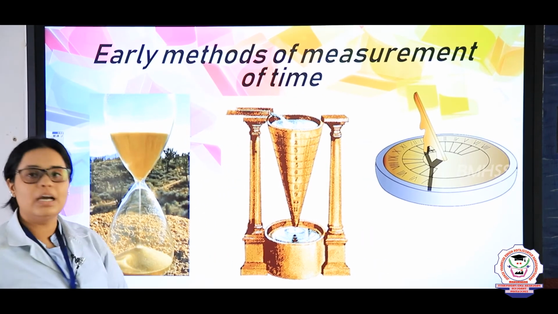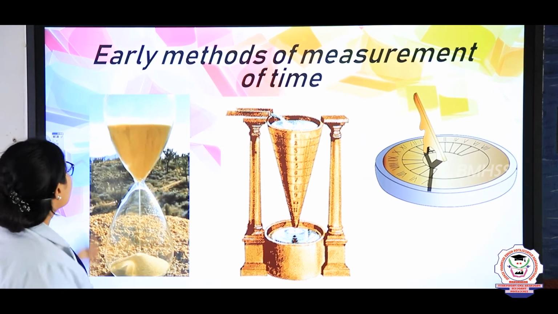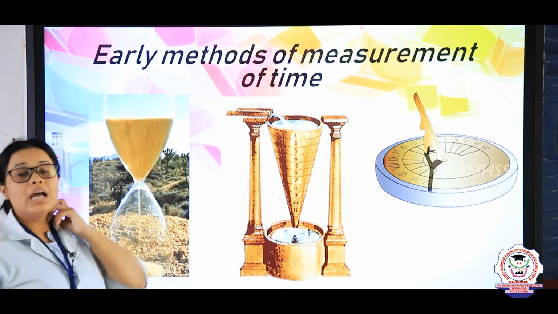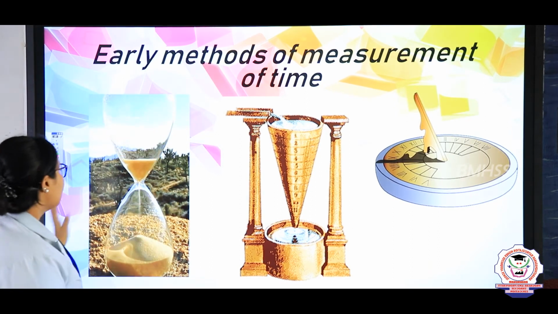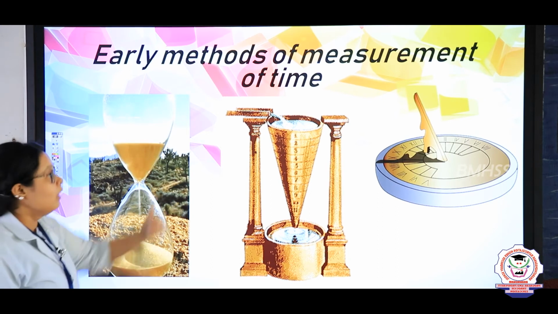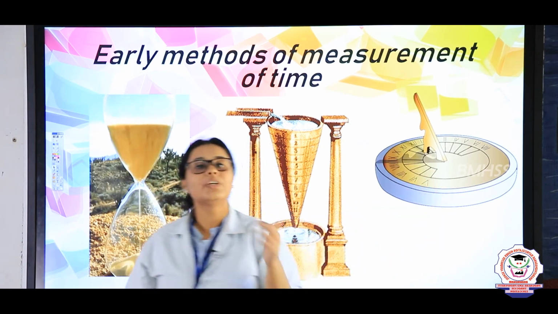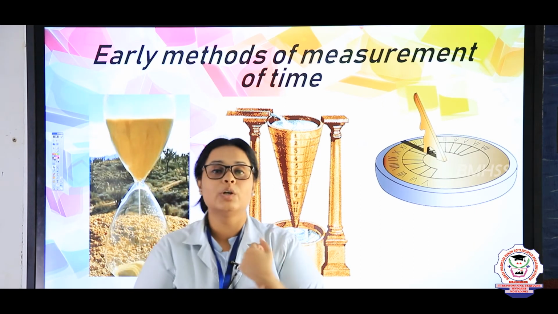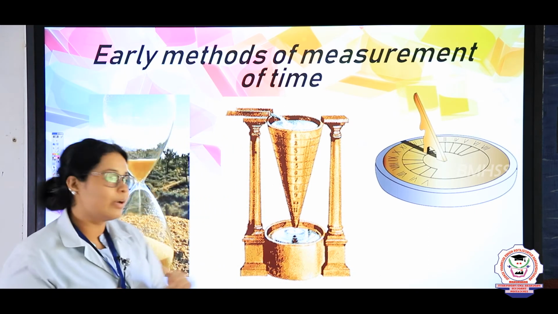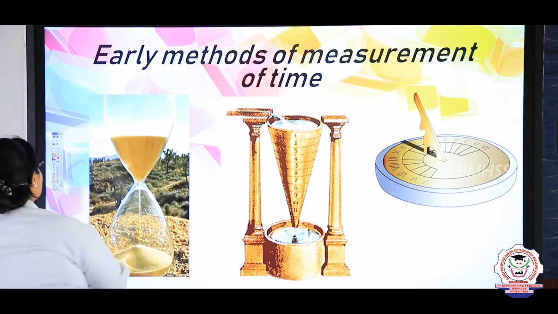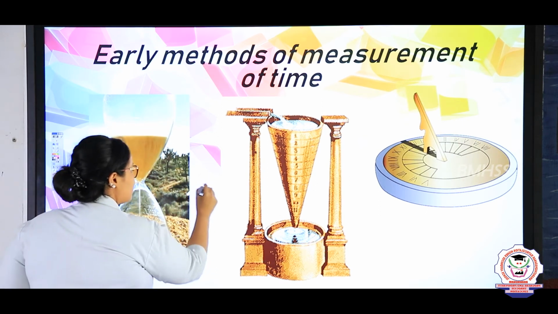Good. Now let's see how to measure the timing here. Earlier, how did we used to measure the timing? At that time we used the sand clock, the water clock and the sundial. Using all these we used to measure the timing, because at that time we did not have the watch. Okay. So what is this, children? This is a sand clock.